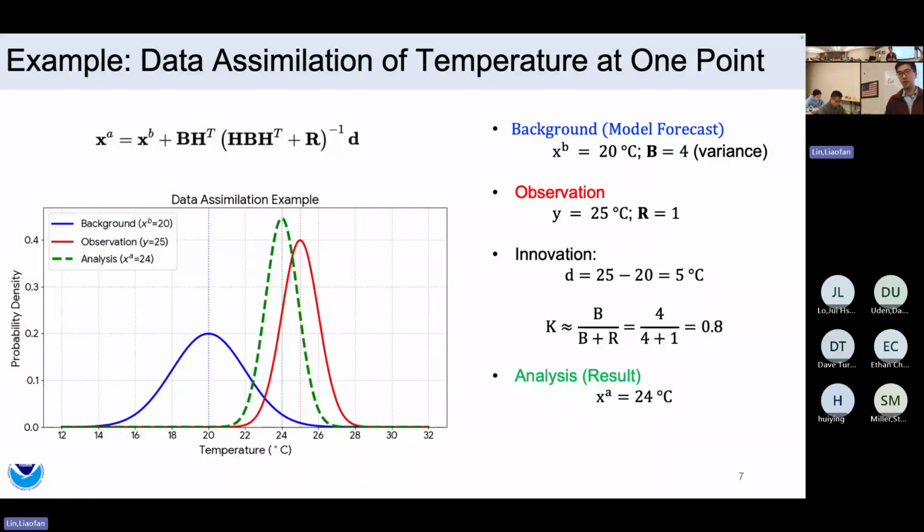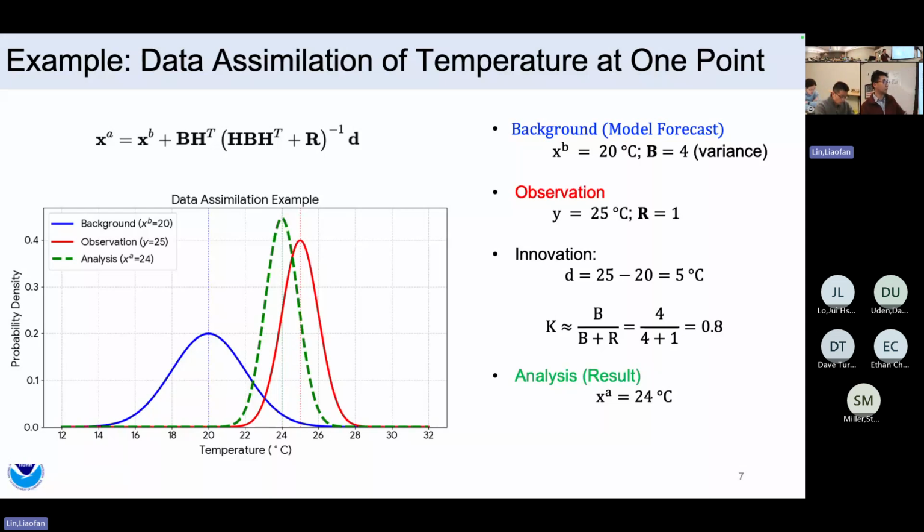And next, I'm going to use a simple example, the temperature at one point, to explain what this equation looks like. But in three dimensions, it's certainly more complex. Let's say now we have the model forecast of 20 degrees Celsius as XB, with uncertainty B, which is the variance of the model. At the same time, we have the real observation, 25 degrees Celsius, with uncertainty, which here I assume as R equal to 1. With that, we can use the equation shown at the top to calculate the innovation D, which is 5 degrees, the difference between 25 and 20, and then the gain K is approximately 0.8. With that, we can get the analysis, which is 24 degrees Celsius.